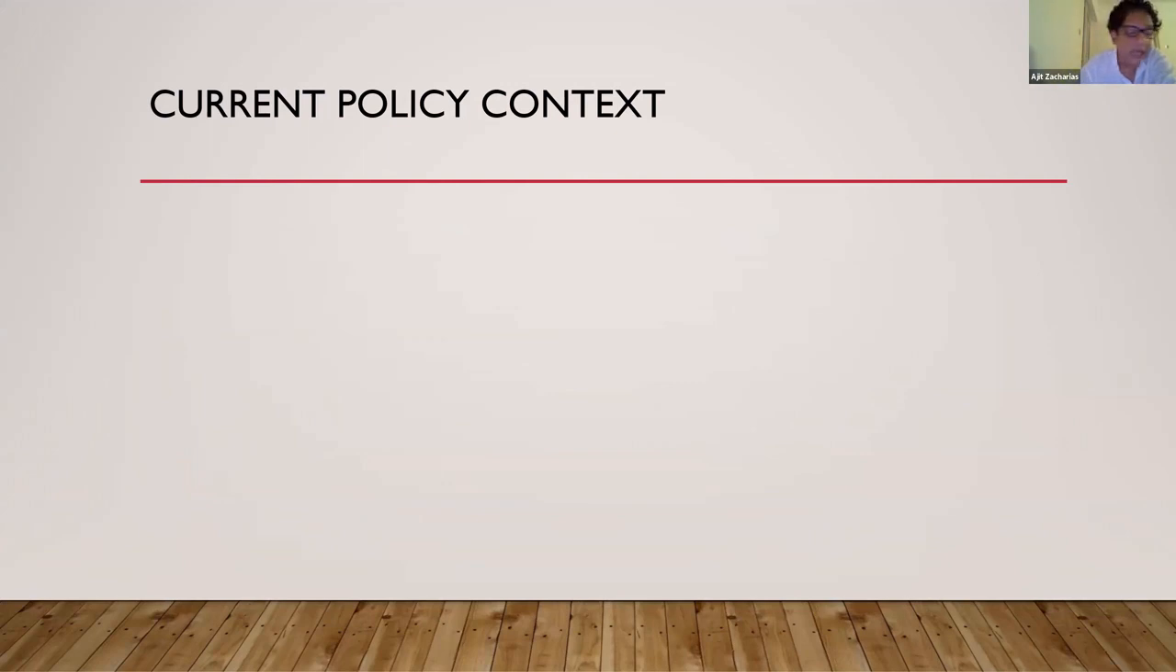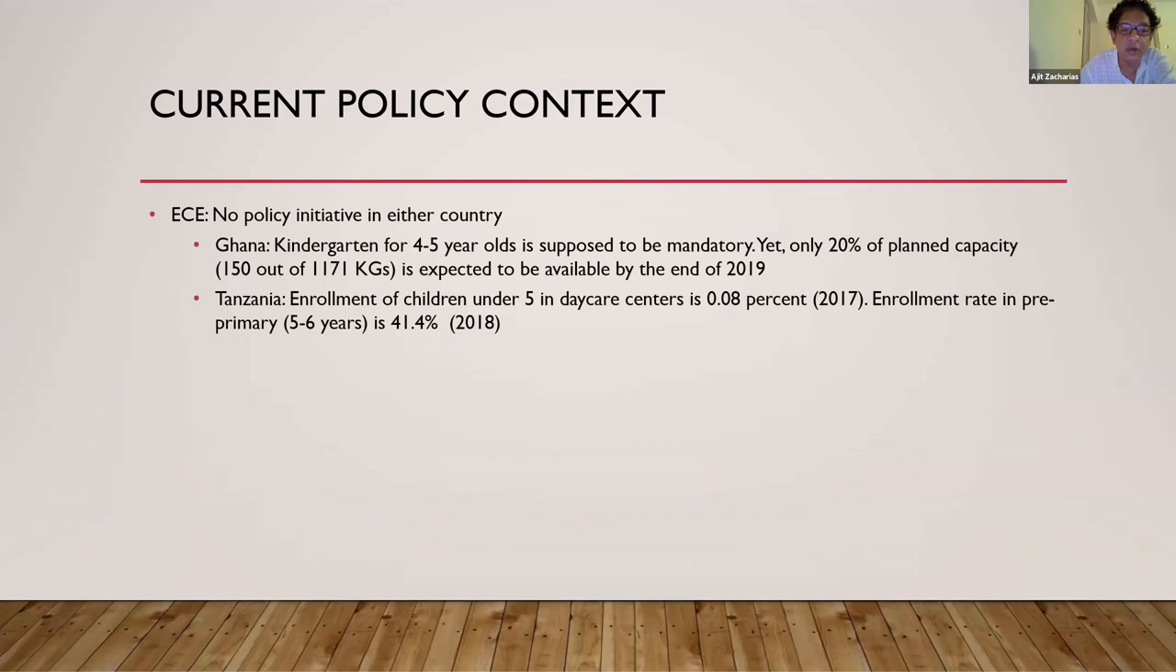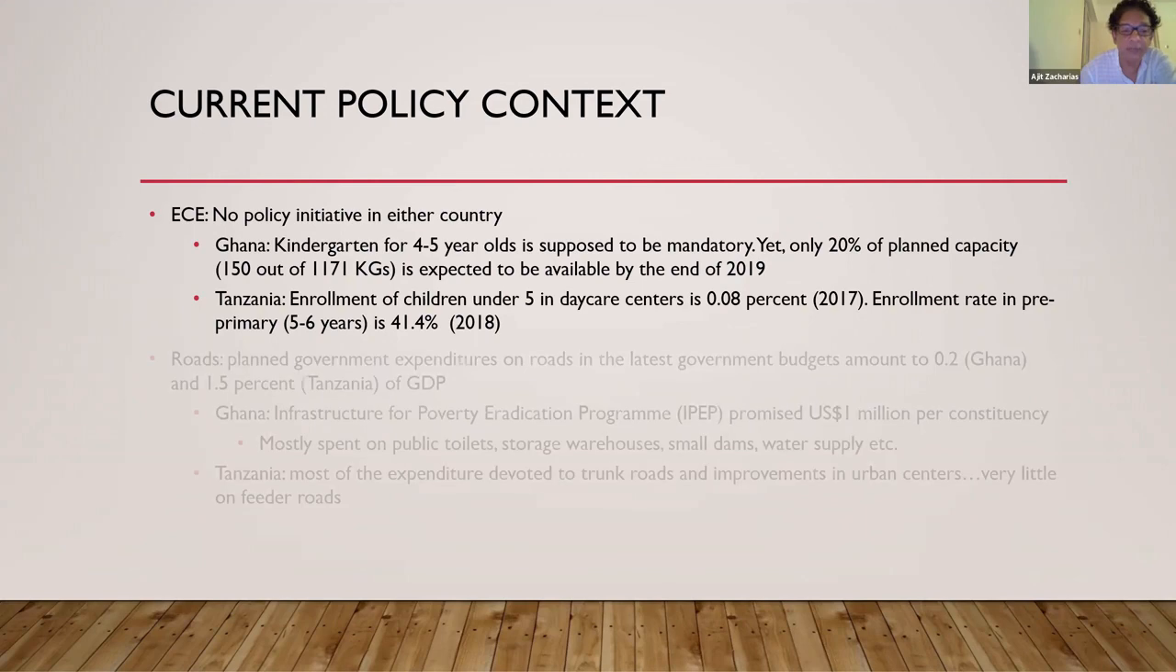Now, just to end by noting the current policy context, there is really no policy initiative in either country as far as early childhood education is concerned. The kindergarten for the 4 to 5 year olds, as I said before, is now mandatory and it's free, but the capacity is simply not there, reflecting the fact that the government has not invested in this adequately. In Tanzania, the enrollment rate is extremely low. And even for the pre-primary, 5 to 6 years, it's under 40, it's around 40%.